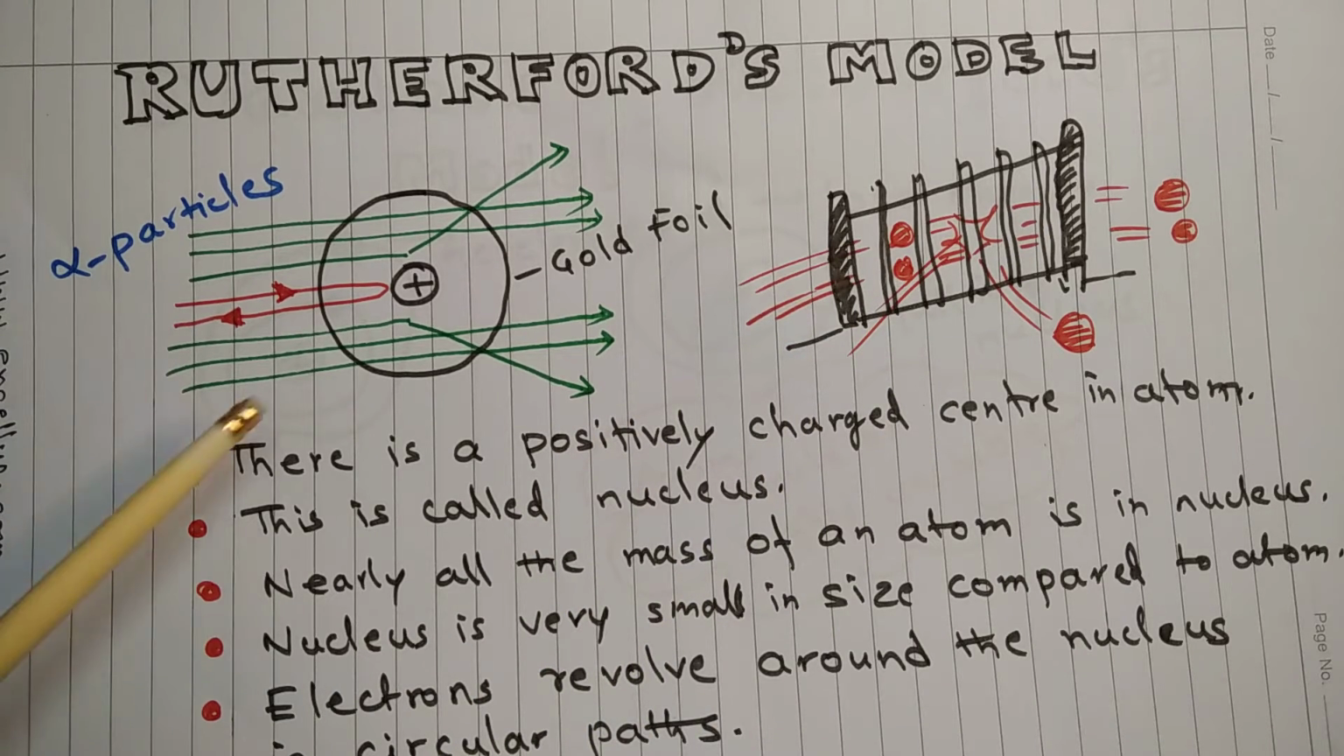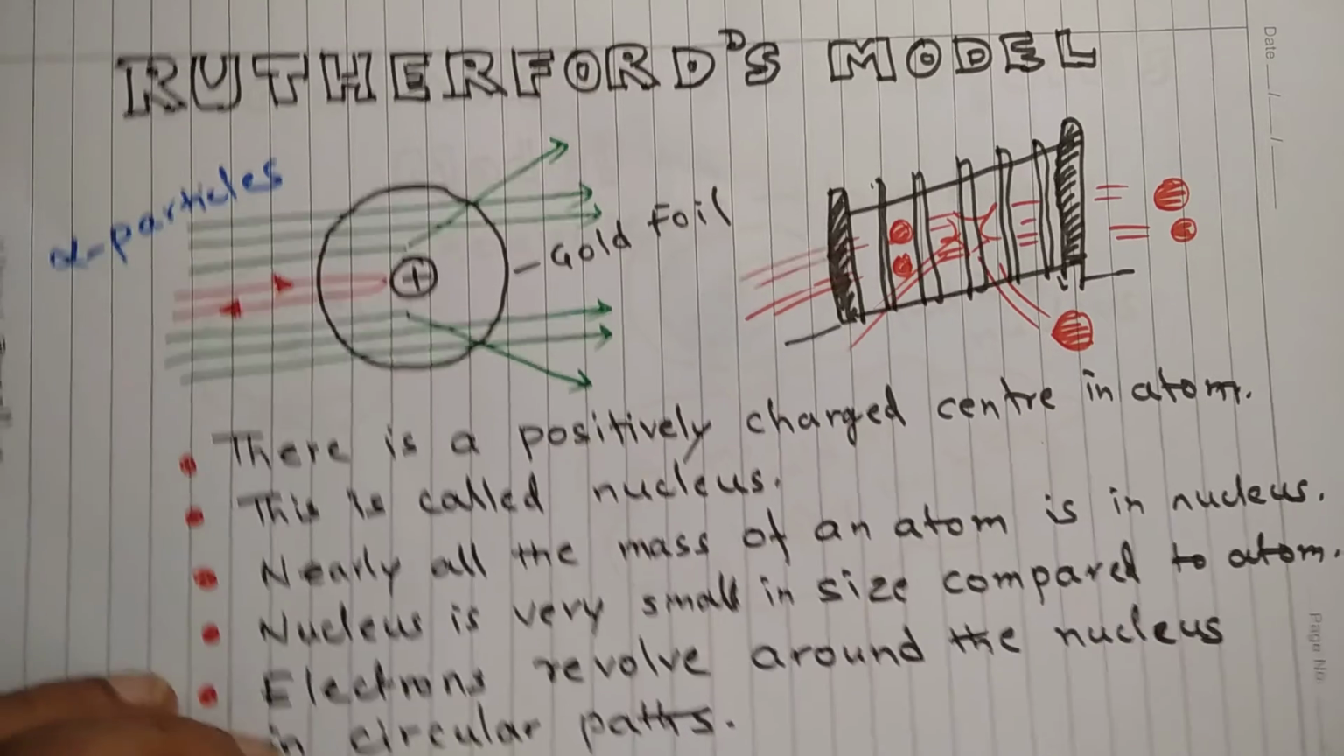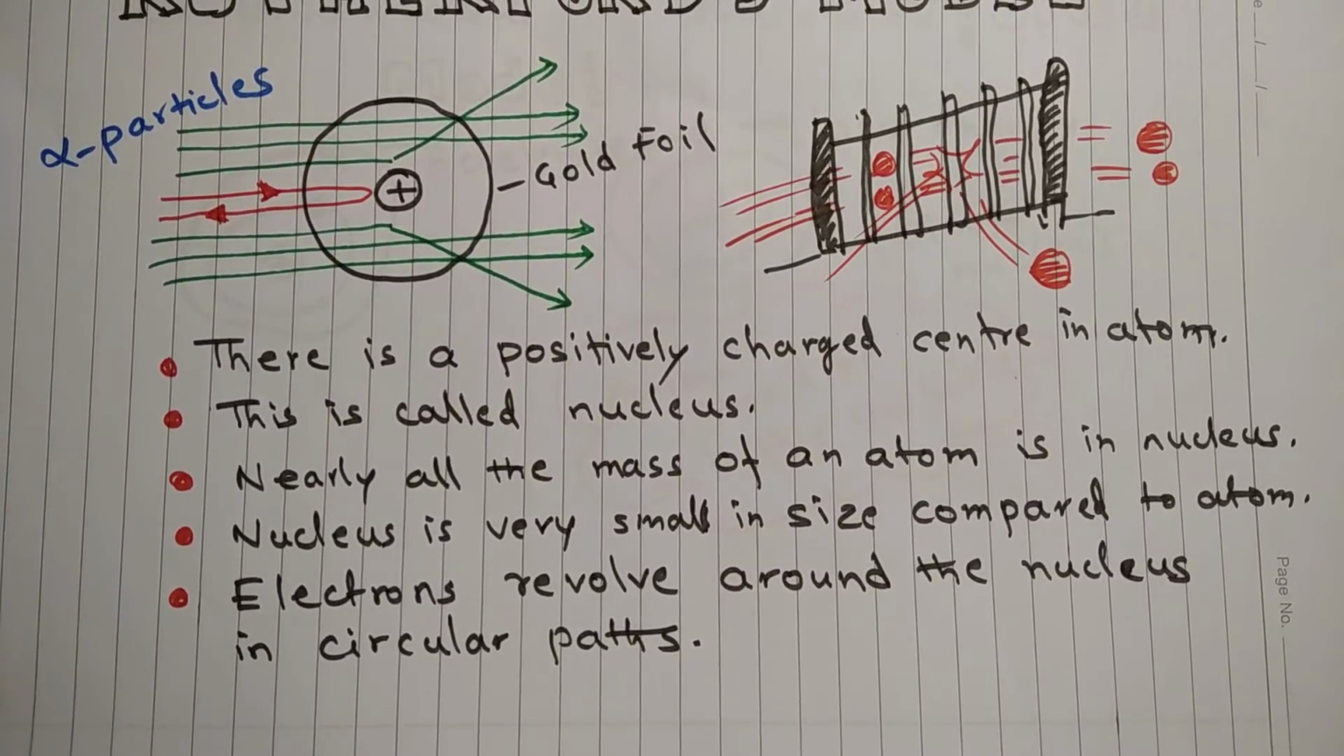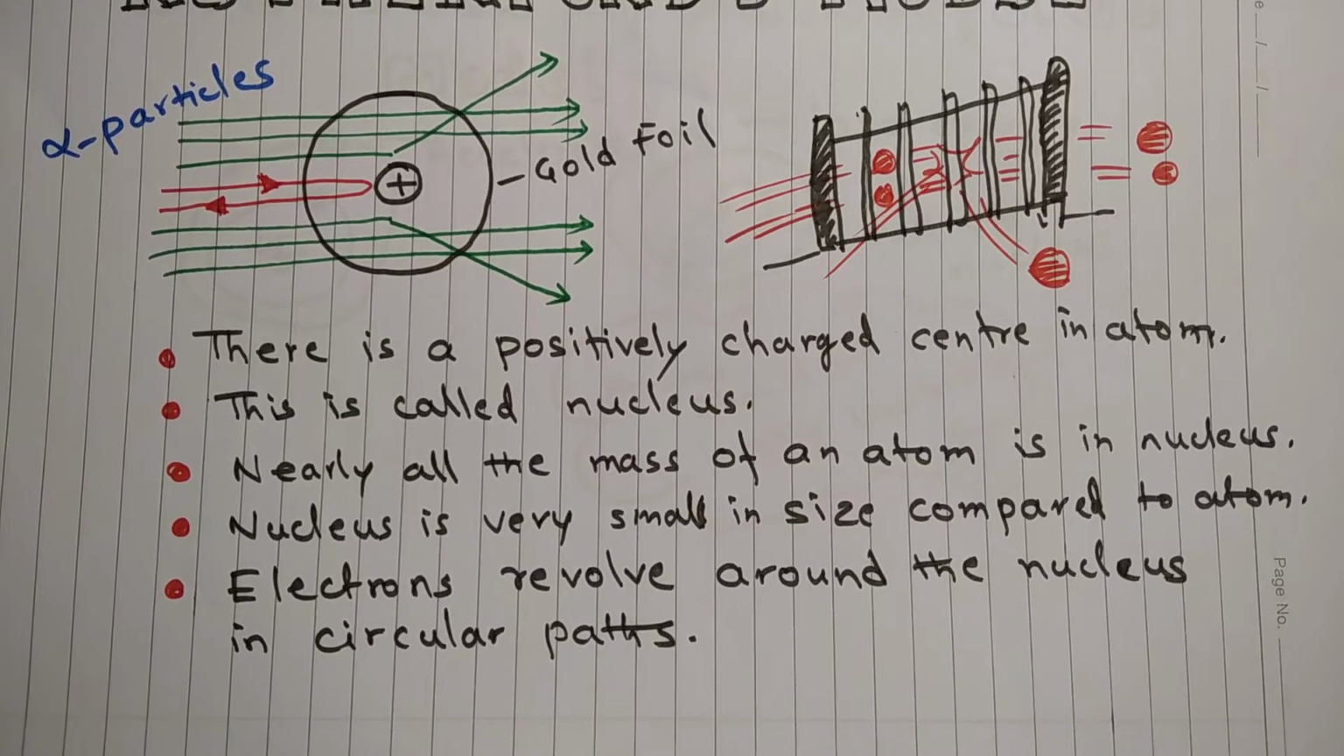So a similar thing happened in this experiment. Based on his observation, Rutherford came to certain conclusions. He said that there is a positively charged center in the atom, and this positively charged center is called the nucleus. Nearly all the mass of an atom is in the nucleus. The nucleus is very small in size compared to the atom, and electrons revolve around the nucleus in circular paths.